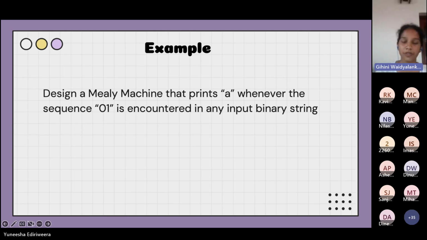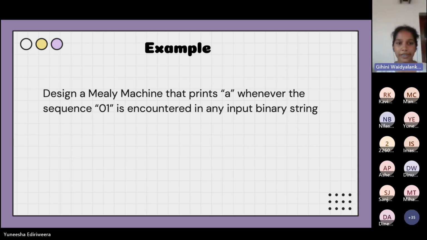Now we'll see how to design a Mealy machine that prints A whenever a sequence 0, 1 is encountered in any input binary string. Do you notice any difference between this example and the previous examples? In our previous examples for DFAs and NFAs, I wanted to see whether a certain input is accepted by that system. But here, I want to see what kind of output it produces when a certain input is given.